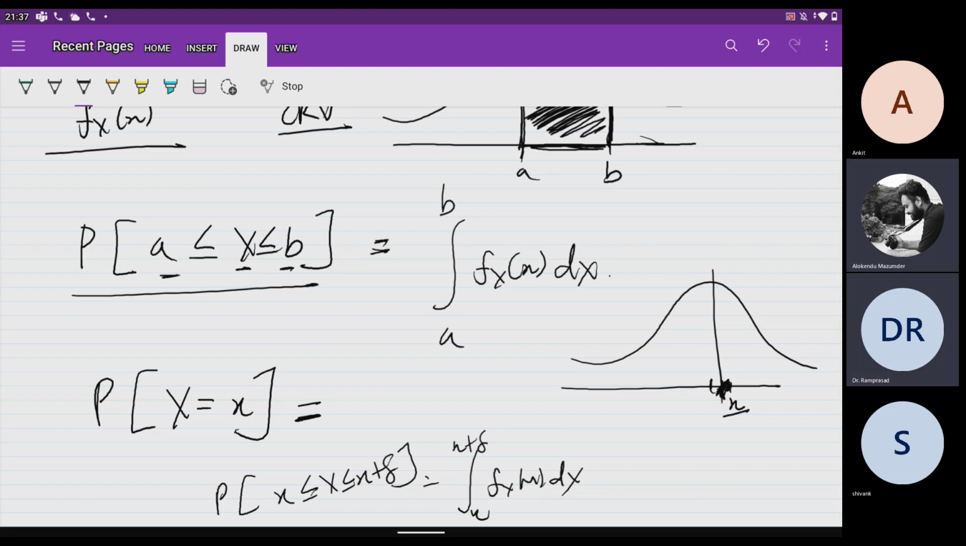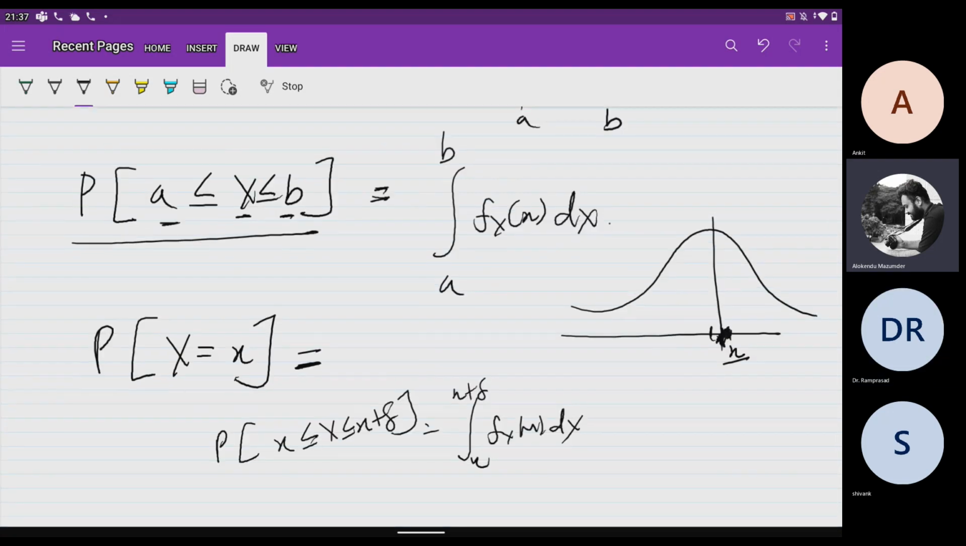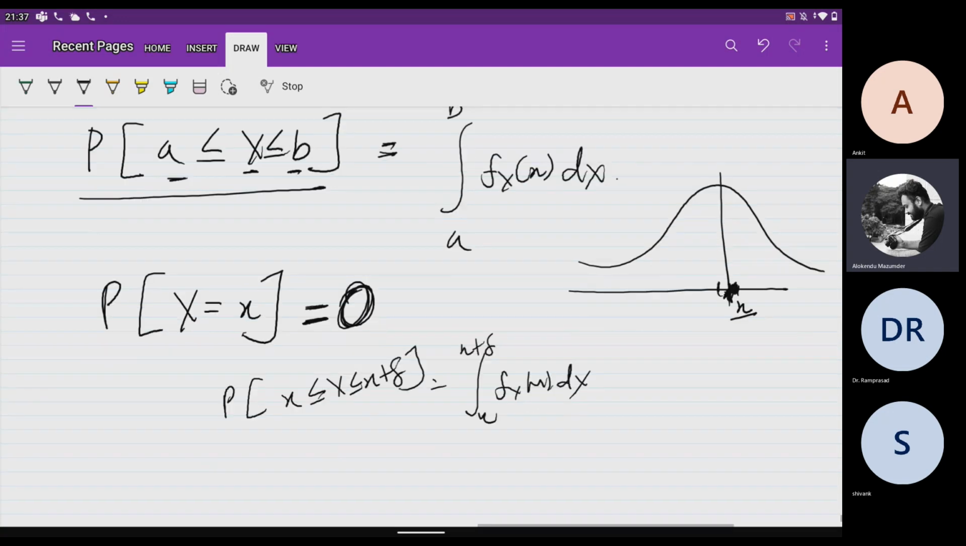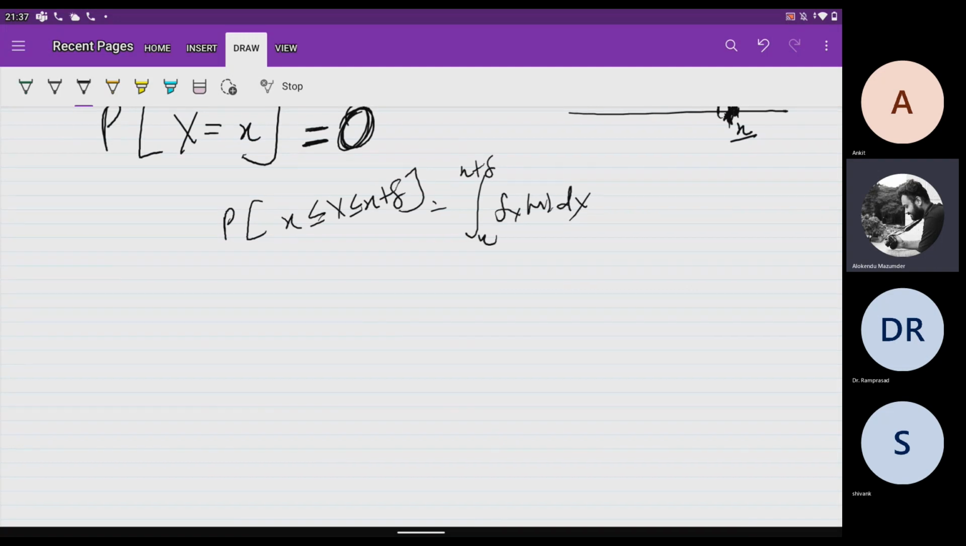Single point. The probability will be zero for a continuous random variable at a single point. Reason: okay, let's get to the reason.